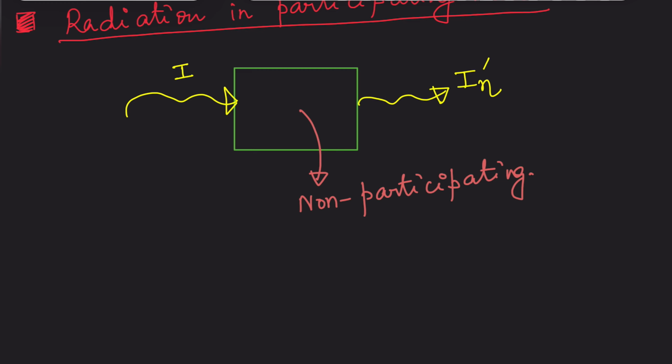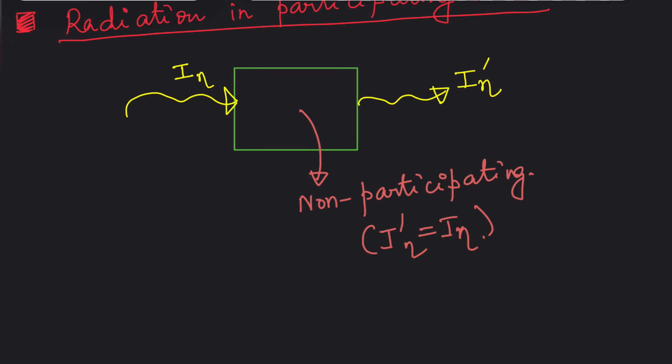If the media is non-participating, then we will have I eta dash is equal to I eta. Eta is nothing but that the I is dependent on the wavelength. So lambda is wavelength and eta is wave number. So you can actually write lambda instead of eta also.